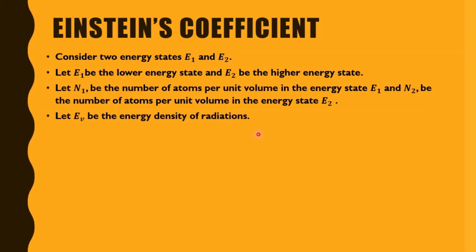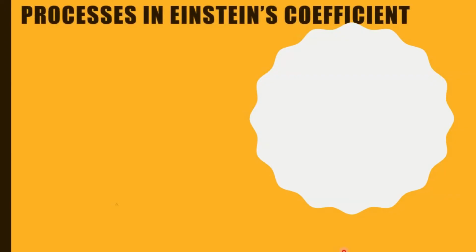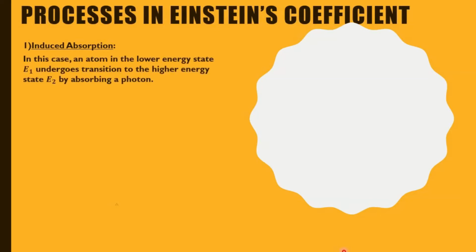Now let's move on and see what the processes in the Einstein coefficient are. The first is induced absorption. So what is this induced absorption? In this case, an atom in the lower energy state, which we have already assumed as E1, undergoes a transition to the higher energy state, that is E2, by absorbing a photon. In simple words, E1 will move on to E2 by absorbing a photon.